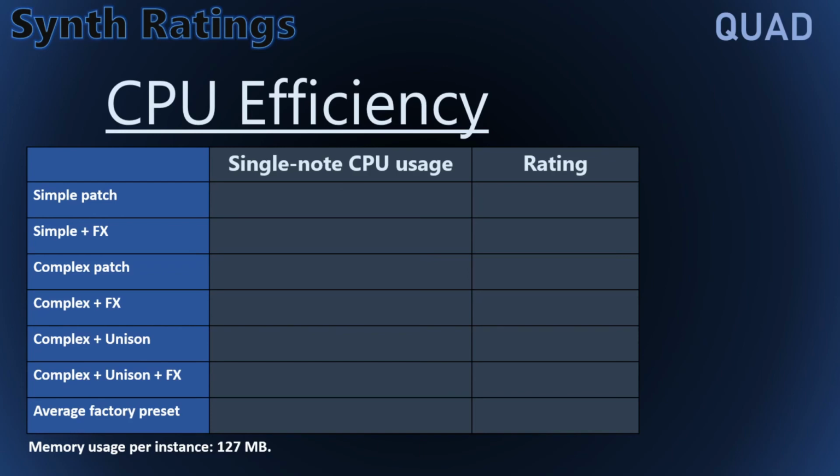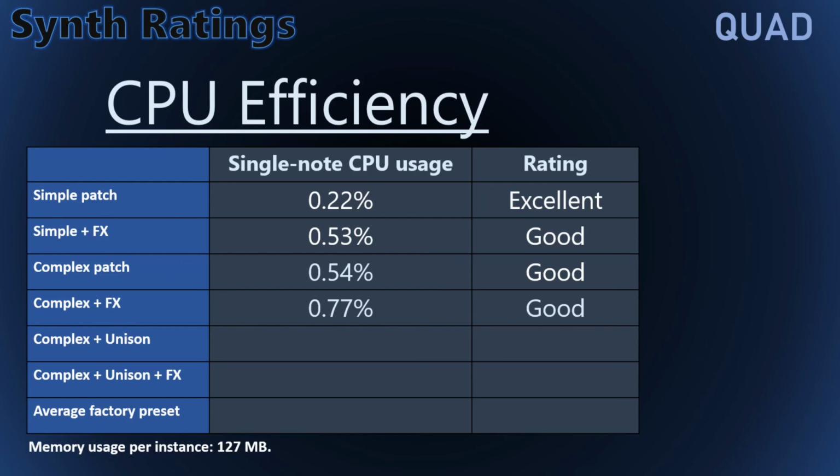So for a simple patch, just a simple oscillator, not a lot of modulation, no effects, no unison, a sequence with single notes uses 0.22% of my CPU, which is excellent. Adding both effects engines to that gives us a number of 0.53%, which is still good. Moving on to a more complex patch with both oscillators and sub-oscillators in action, all kinds of modulations going on, both filters used and so on, but still no unison.